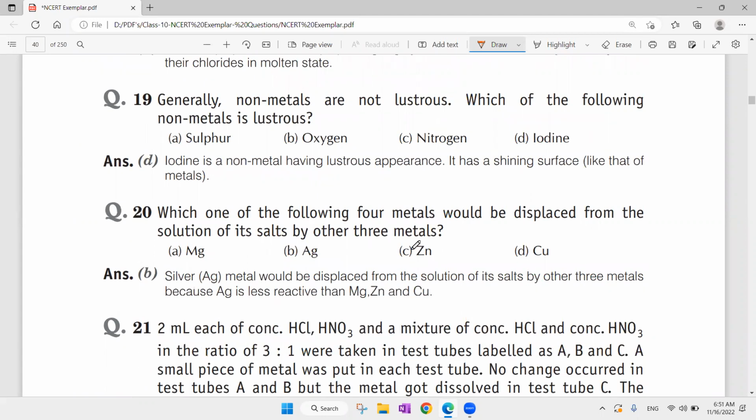Generally, non-metals are not lustrous. Which of the following non-metals is lustrous? Which non-metal will shine? Only one non-metal, that is iodine. Iodine will shine. Next, sulfur is a yellow colored powder. Oxygen is a gas. Nitrogen is also a gas.